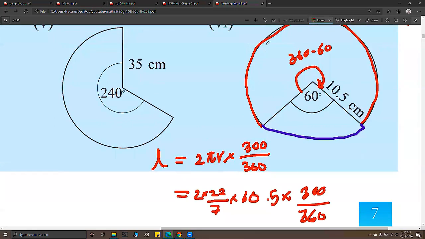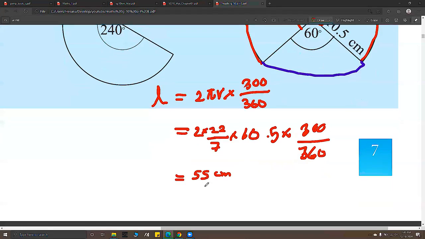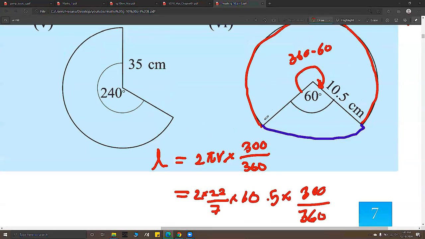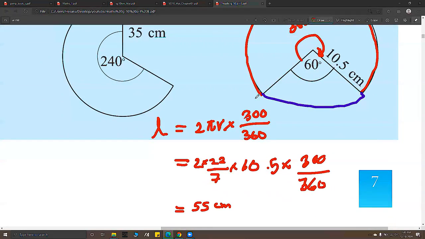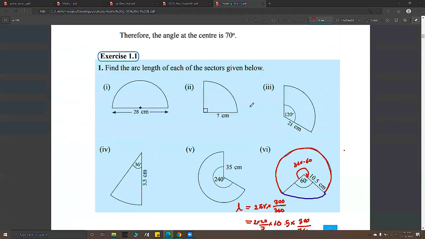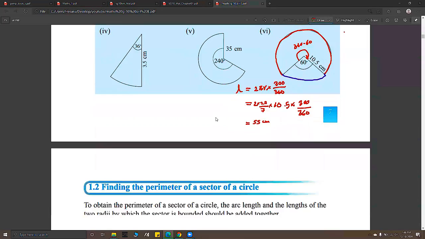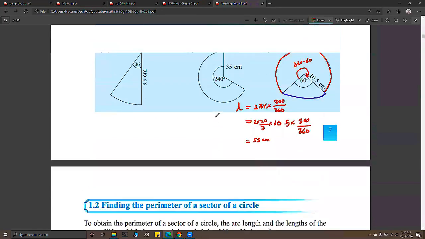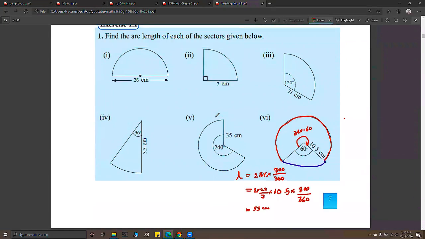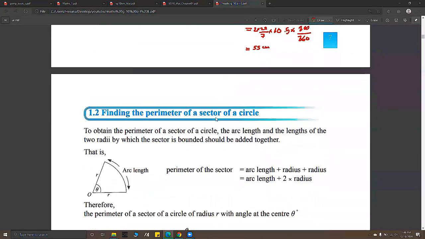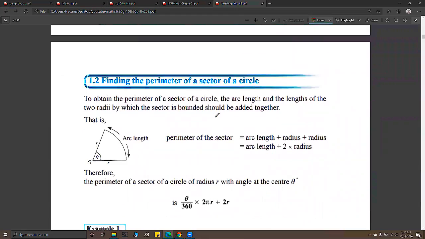So the length of the line that I have drawn in the red color is 55 centimeters, which is the arc length. So do this exercise and comment any issue that you have. I'll try to help everyone.